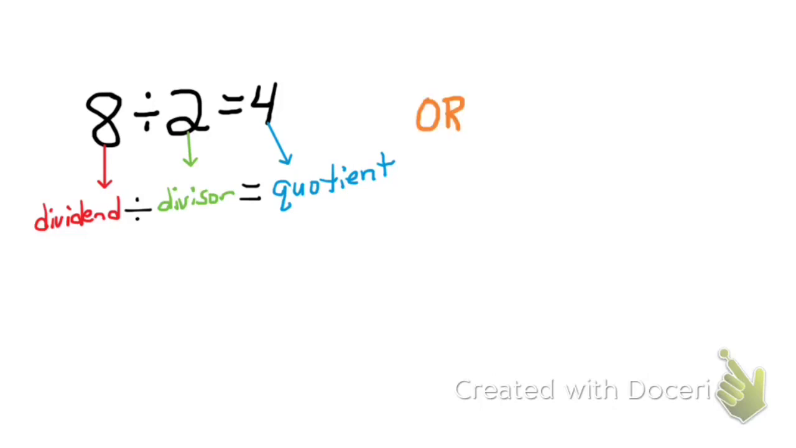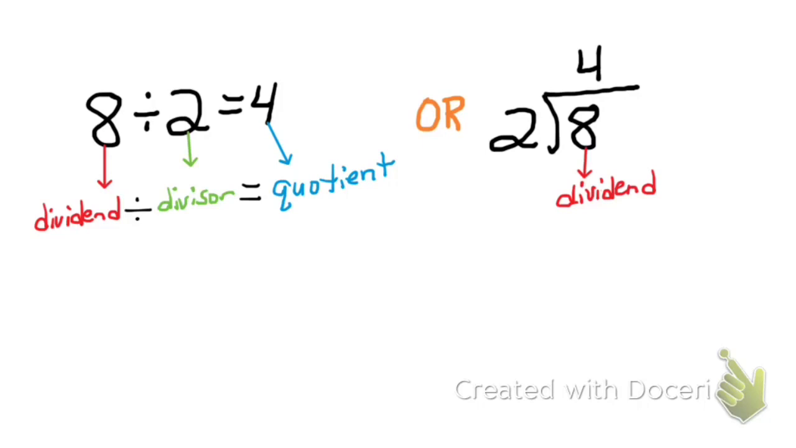Or, instead of writing a division problem horizontally, we can write it in the division box. For this problem, we would say 8 divided by 2 equals 4. Again, 8 is the dividend, 2 is the divisor, and 4 is the quotient, which is the answer to a division problem. Notice that when we use the division box, we kind of flip it around. The dividend goes inside the box, the divisor goes outside the box, and the quotient goes on top of the box.